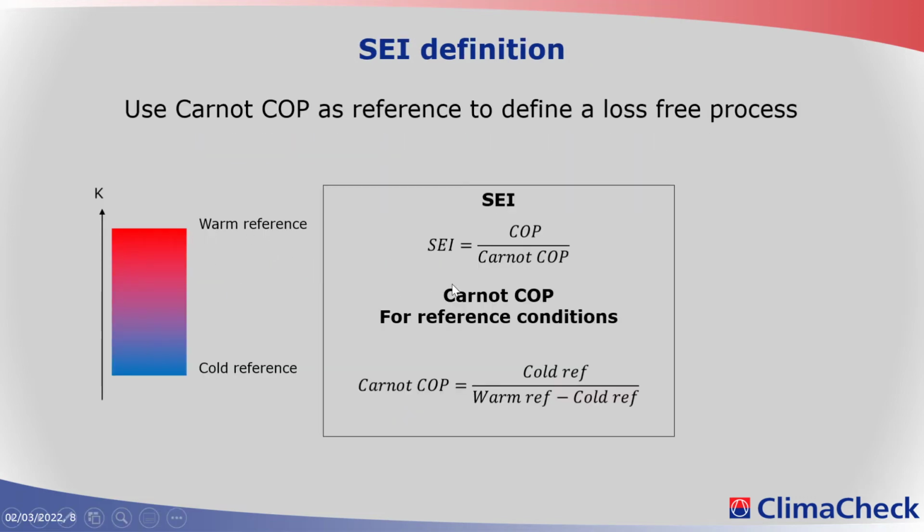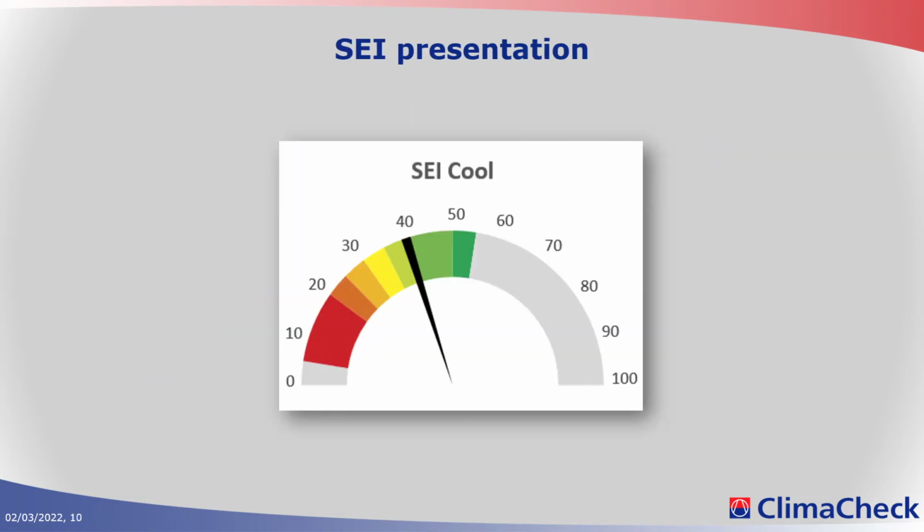And going back to our equation here, we know the reference temperature, we know our operating conditions, so we can calculate the COP of a loss-free system. And this is our system without any losses. It is 100% operating without any losses. And our system, we know how it operates because we're measuring the COP. So we can compare our system to a loss-free system. And what we get in that case is the System Efficiency Index, the SEI.